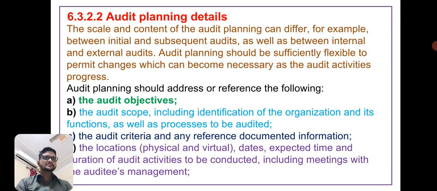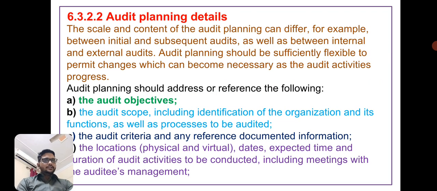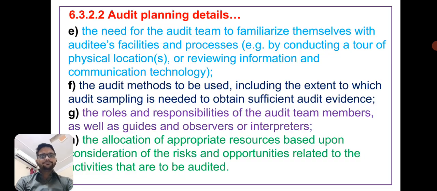Next clause is 6.3.2, that is audit planning details. In audit planning details, audit planning should address or reference the following: the audit objective, scope, identification of organization, function as well as process, audit criteria, location, duration of audit, need for audit team, and the audit method to be used, the roles and responsibilities of the team members, and the allocation of appropriate resources based on consideration of risk and opportunity related to activities that are to be audited.